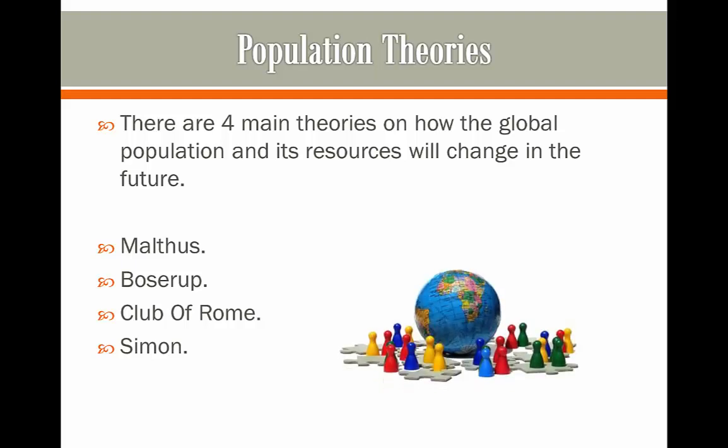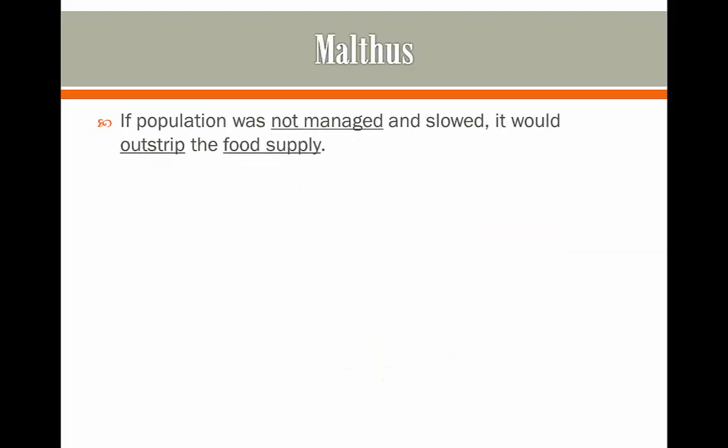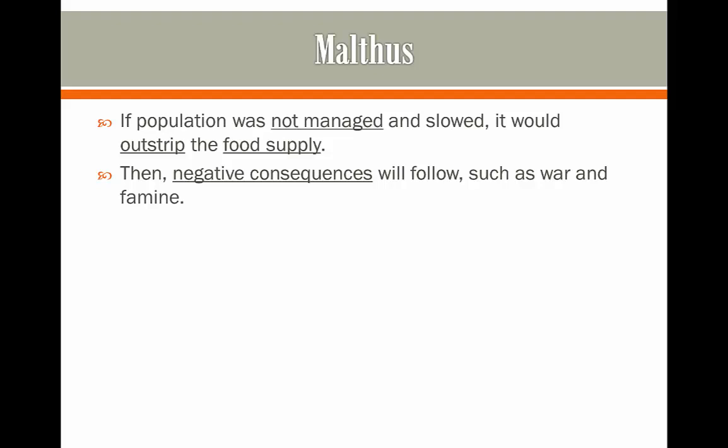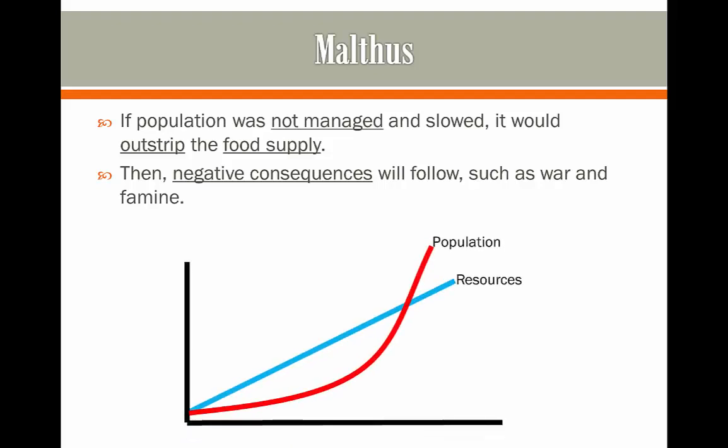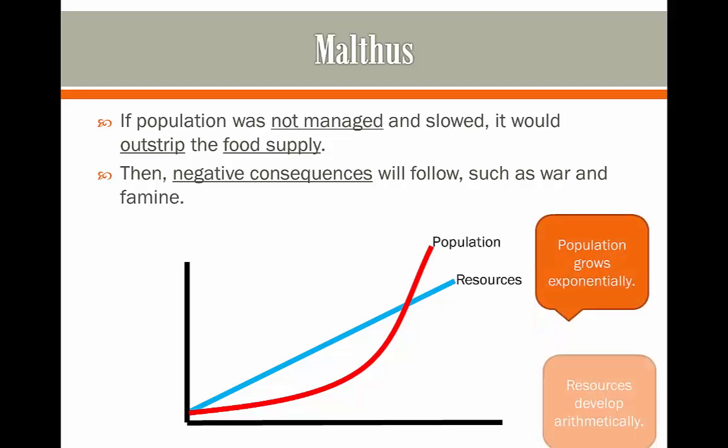So we'll begin by looking at Malthus. Malthus predicted that if population was not managed and slowed, it's going to outstrip the food supply. Then negative consequences were going to follow, such as war and famine. So this is what the graph that Malthus predicted would look like. Resources are fixed, so they go in a straight line upwards. However, population is growing exponentially when resources is only growing arithmetically. As a result, population is going to exceed resources, and we're not going to have the amount of resources in order to sustain our population.